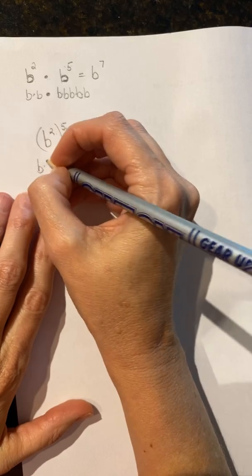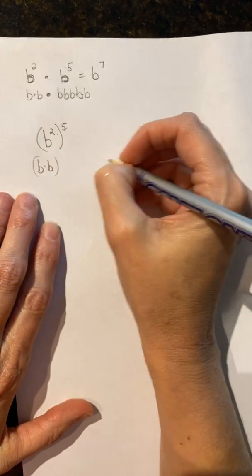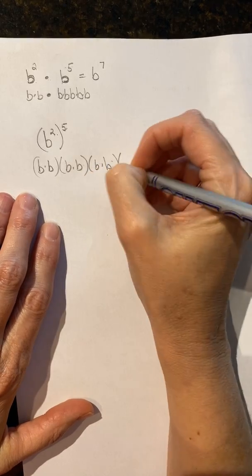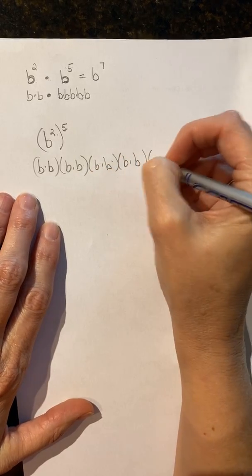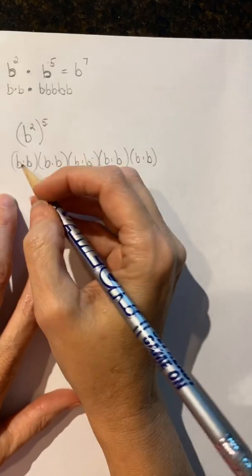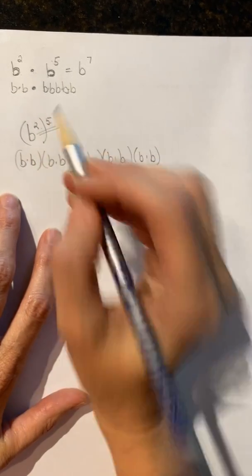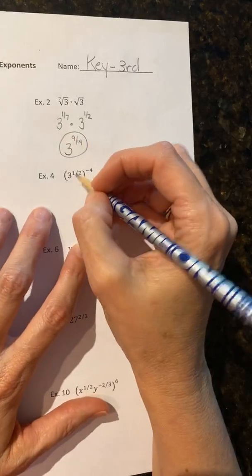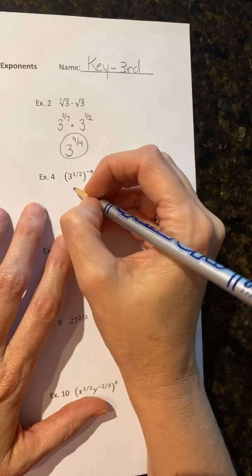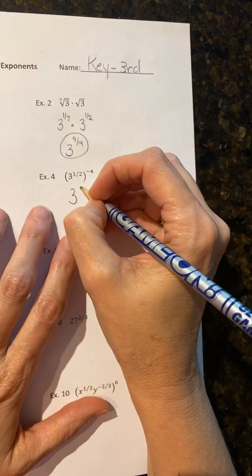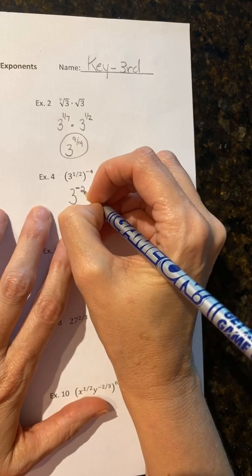It means 2 b's 5 times. So this is happening 5 times. So whenever you have a power raised to a power, you multiply. Power to a power, multiply. Don't forget that. So this is a power raised to a power. So I leave the base and I multiply 1/2 times -4, so that's -2.